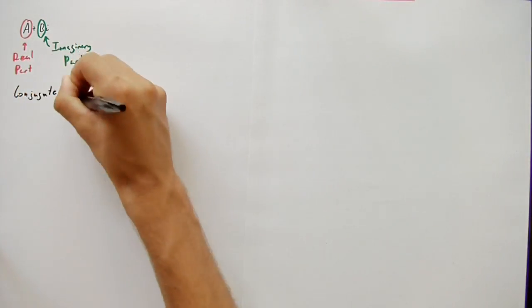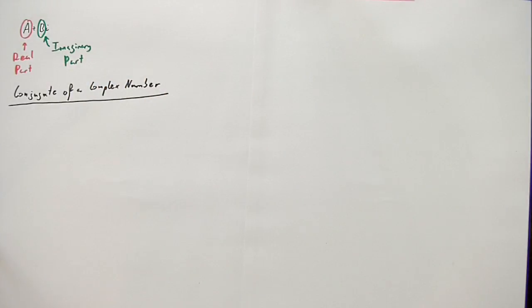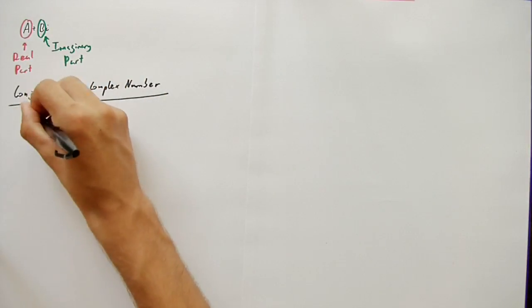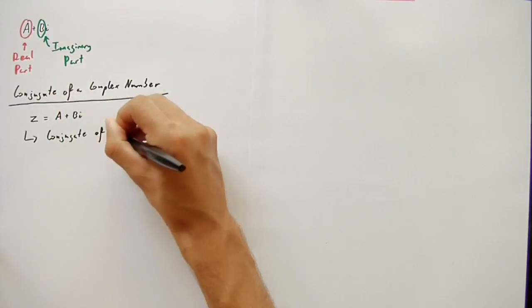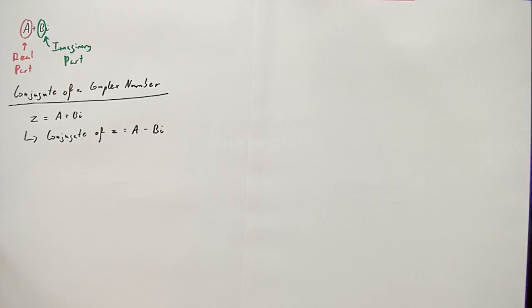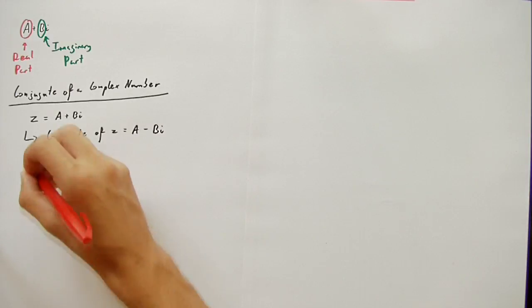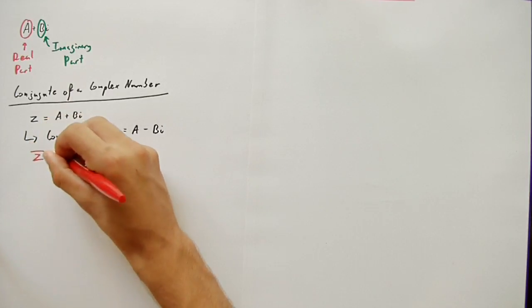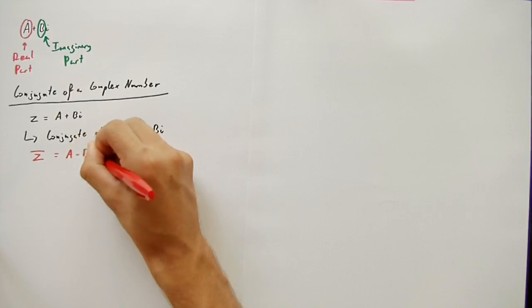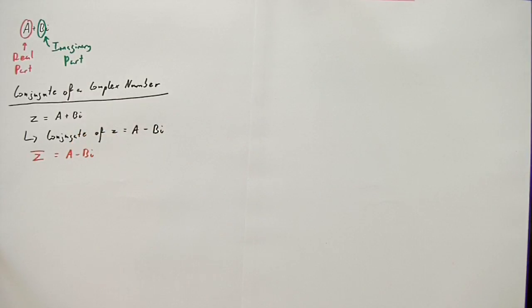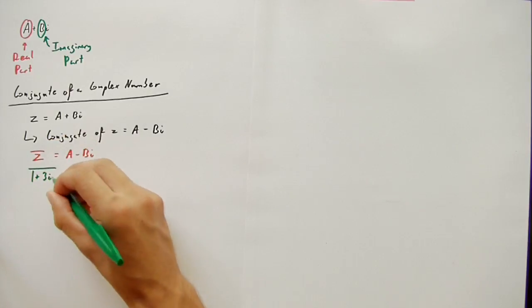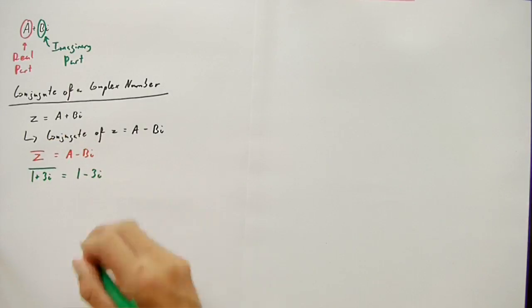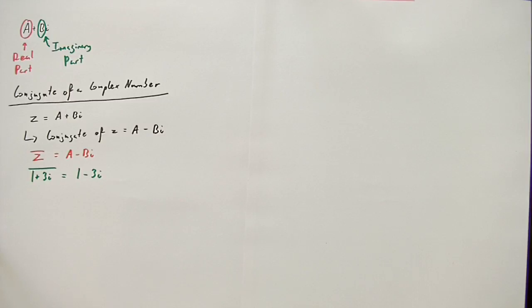Okay, now we're going to take a look at something called the conjugate of a complex number. Now it's really simple. If we have any complex number which we'll call z, or in other words a plus bi, then the conjugate of z is equal to a minus bi. So we just take our complex number, which we write down as a z with a bar on top, and we make the imaginary part b negative. So for example, if we have the complex number 1 plus 3i, then the conjugate of 1 plus 3i is 1 minus 3i.